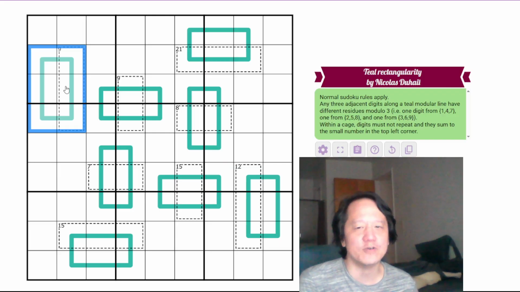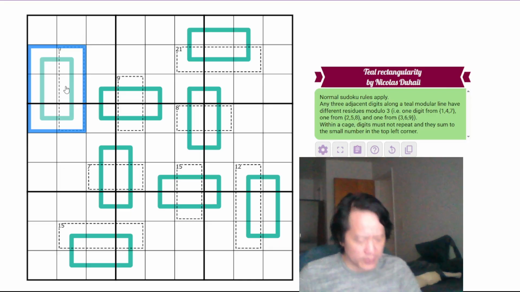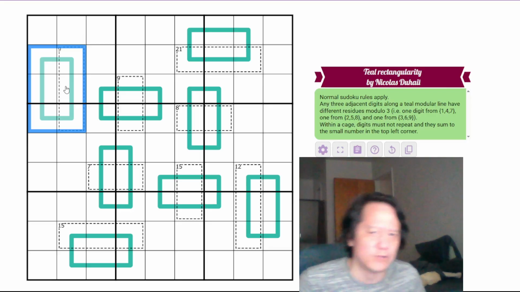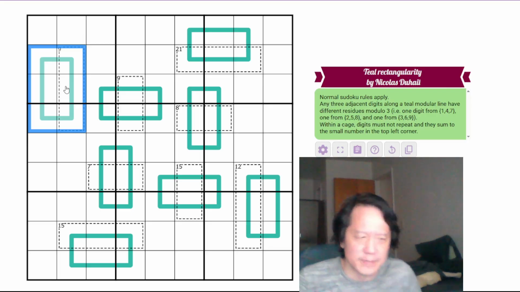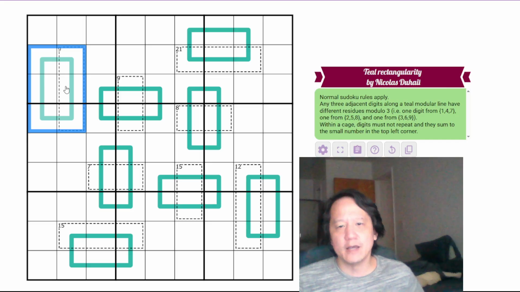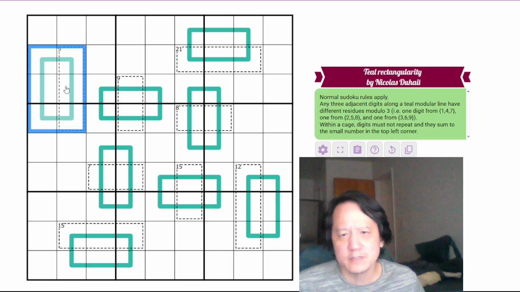Again, I don't know if residue is a technical term that other English-speaking countries use for this, but we usually call it remainders in the US. Residues or remainders, modulo 3. That means when divided by 3, what is the remainder?